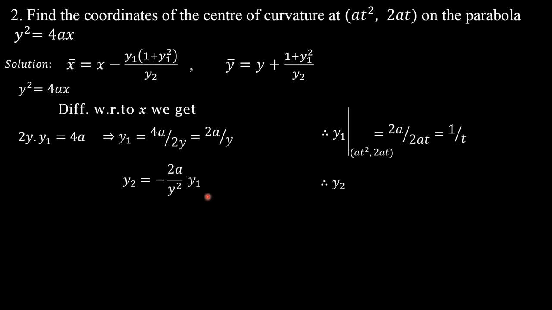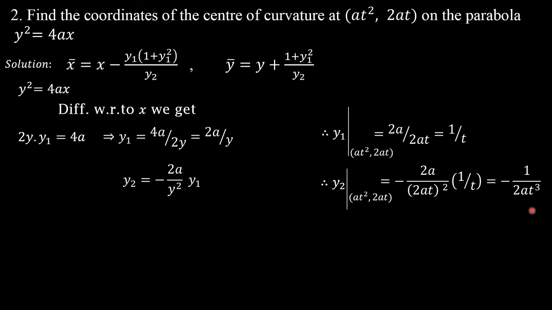Therefore, the value of y2 at the given point at², 2at is equal to −2a divided by the value of y over here, (2at) whole square, into the value of y1 at the given point. What is the value of y1 at the given point? It is 1/t. Just simplify the terms over here, students, so that you are going to get the value of y2 at the given point to be −1/(2at³).